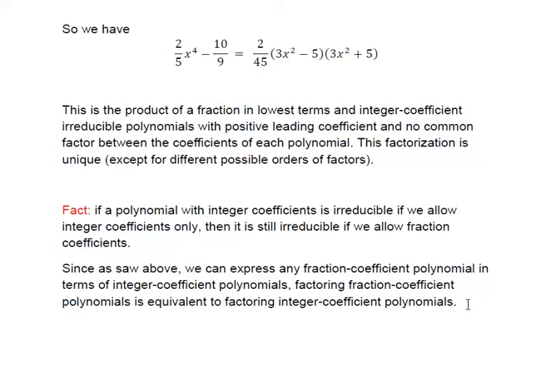Now, if a polynomial with integer coefficients is irreducible if we allow integer coefficients only, then it is still irreducible if we allow fraction coefficients. Since, as we saw above, we can express any fraction coefficient polynomial in terms of integer coefficient polynomials, factoring fraction coefficient polynomials is equivalent to factoring integer coefficient polynomials. Cool, eh?